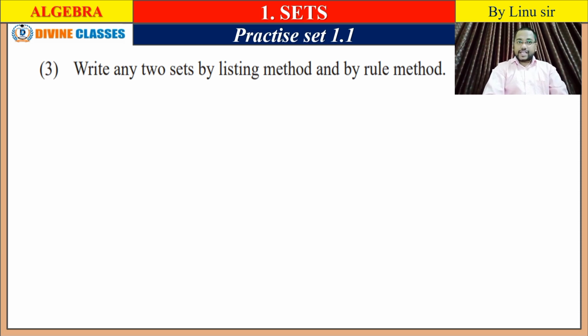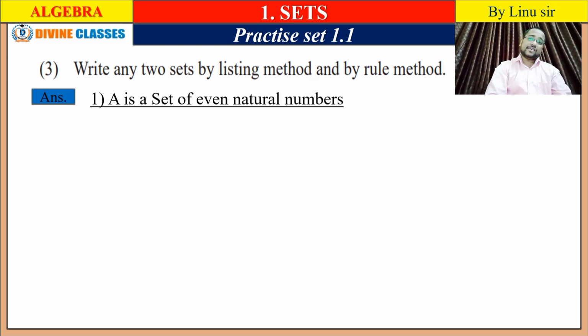Question number 3, write any two sets by listing method and by rule method. Very simple question, just two examples we have to take and we have to write it in listing or rule method. So first example over here is A is a set of even natural numbers. This we had already seen in the starting of the video, right?